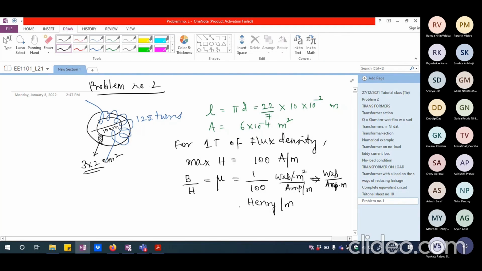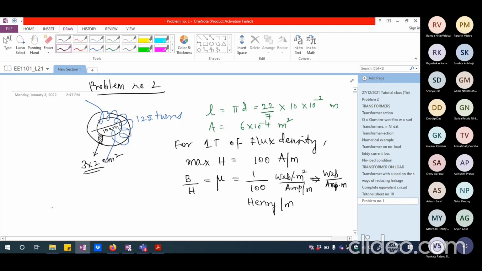Okay, so this is 10 power minus 2. Now, what is being asked is, what is the maximum value of current at which the flux density will be 1 Tesla? How would you go about doing this? You got the mu value. From mu, can we get inductance? How do you get inductance?